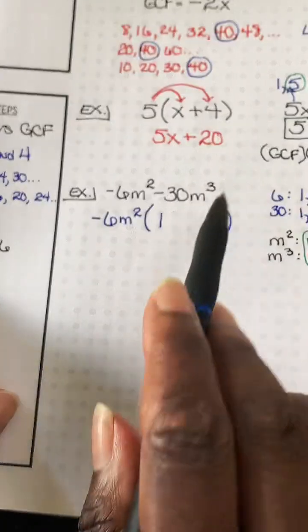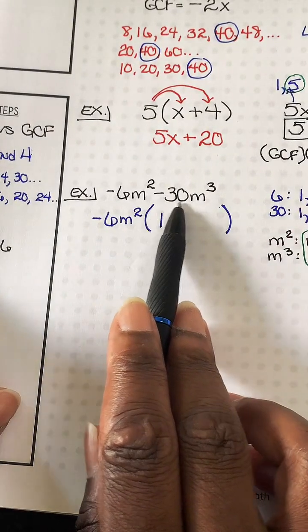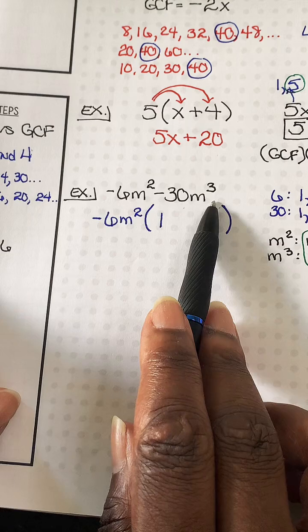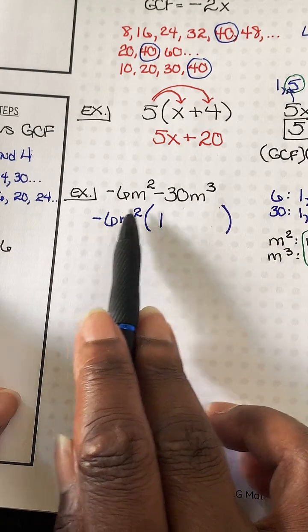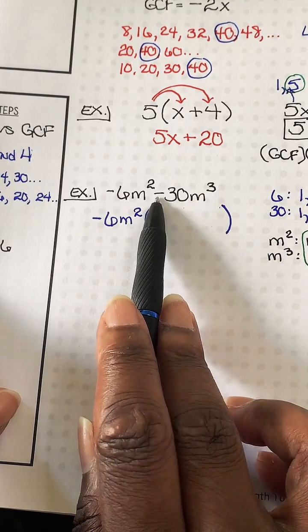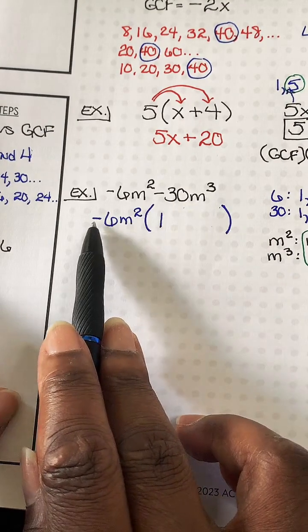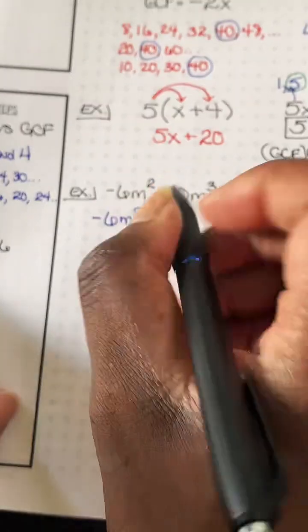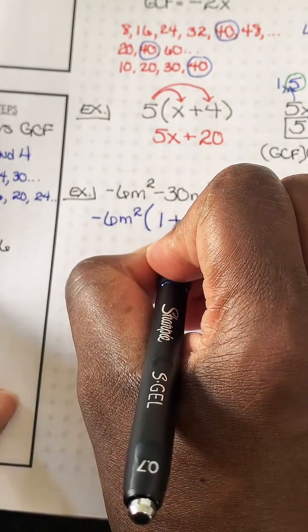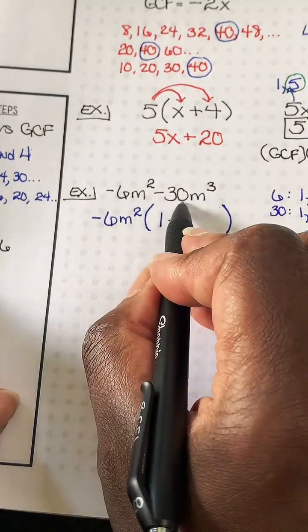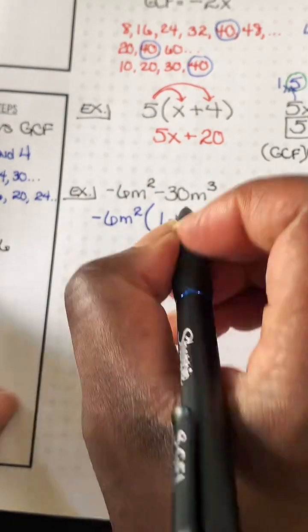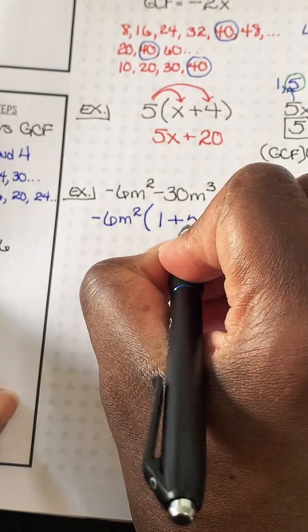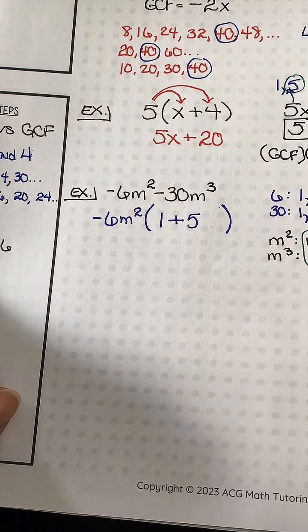So now, I'm coming over to the negative 30m cubed. Let's deal with the coefficients first. Negative 30 divided by negative 6. A negative divided by a negative gives me a positive. 30 divided by 6, that gives me 5. Okay.